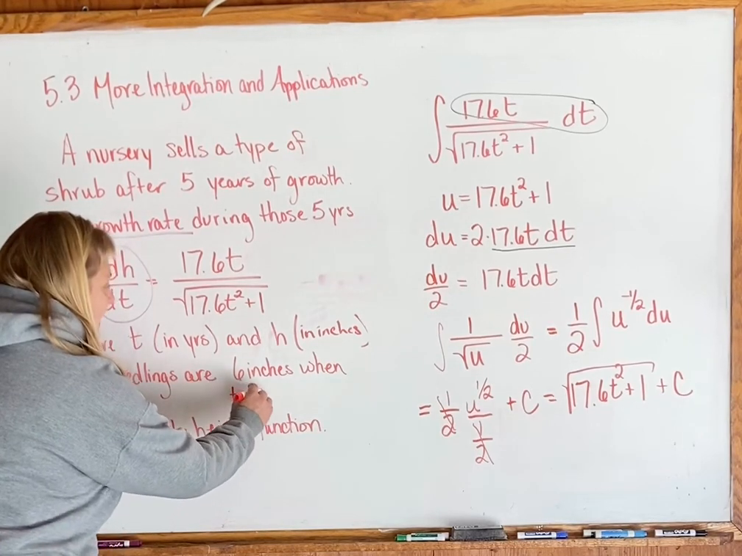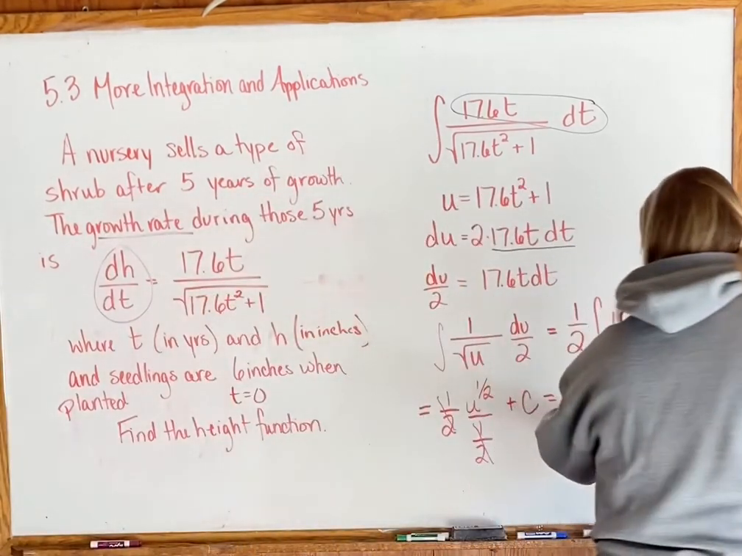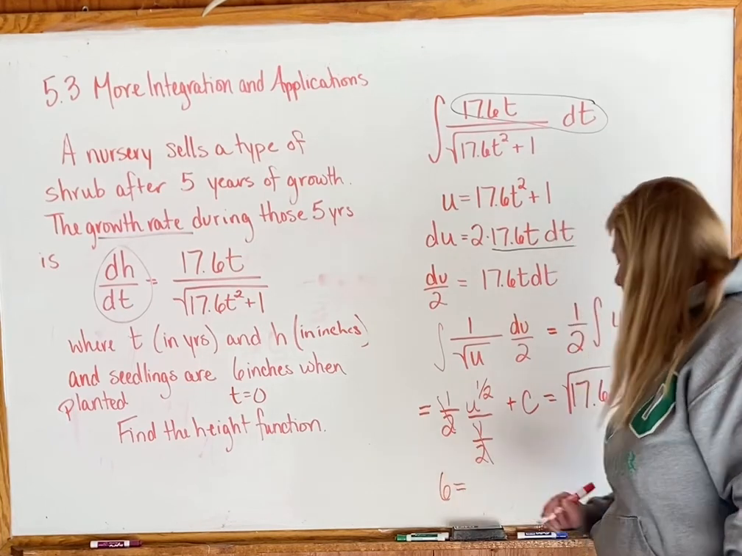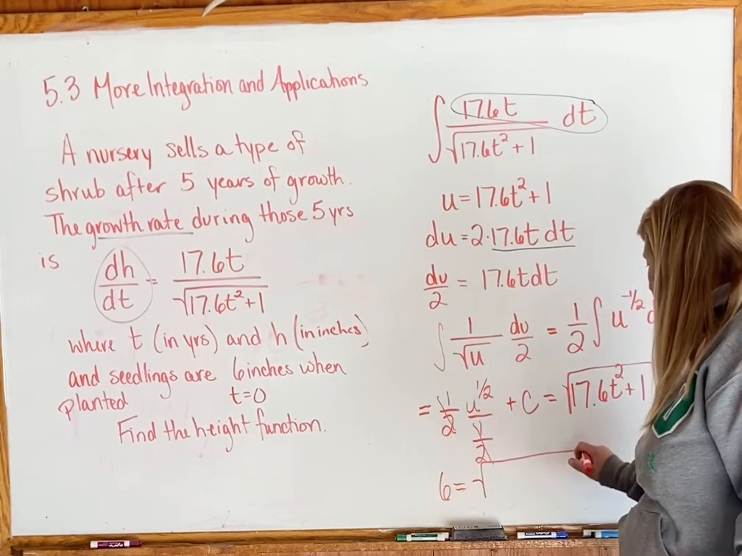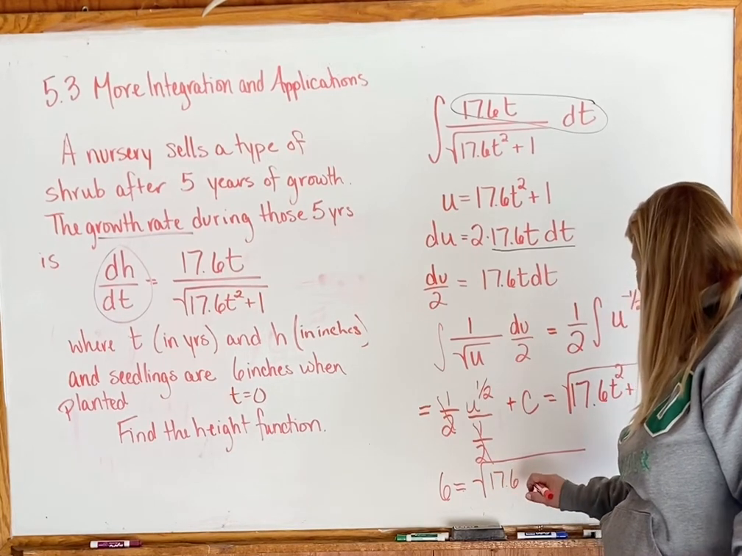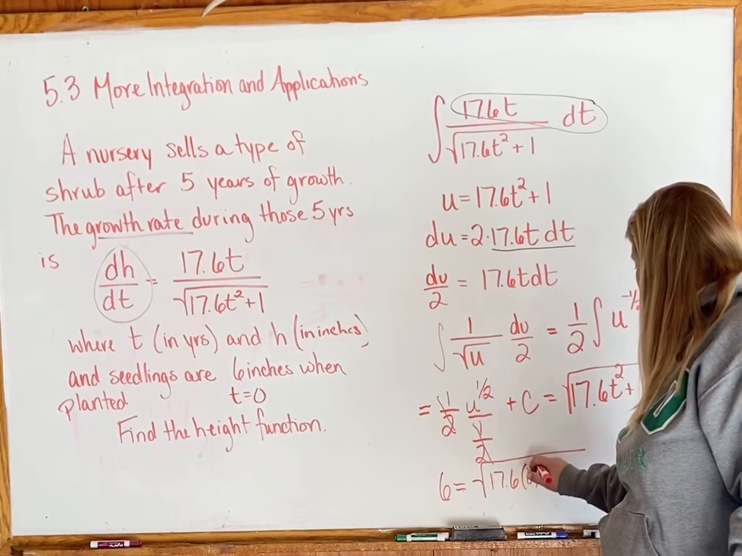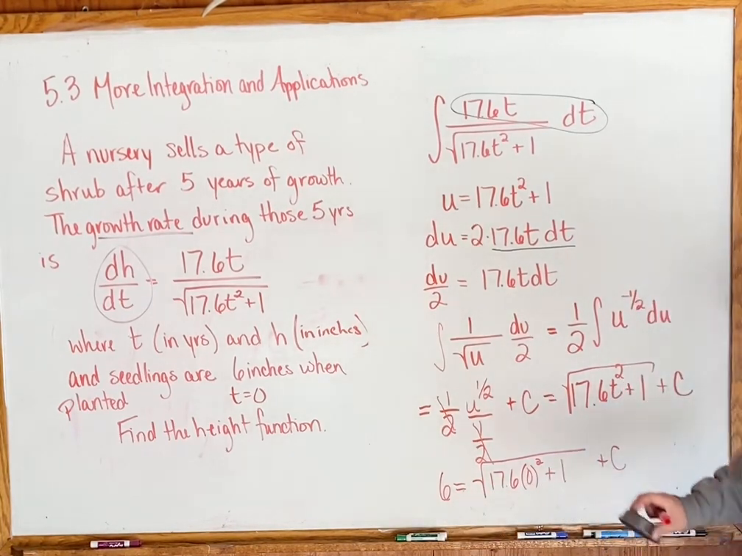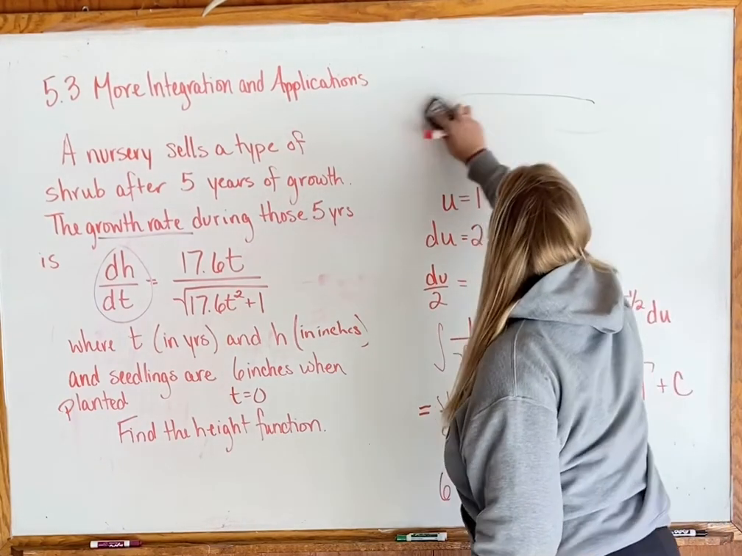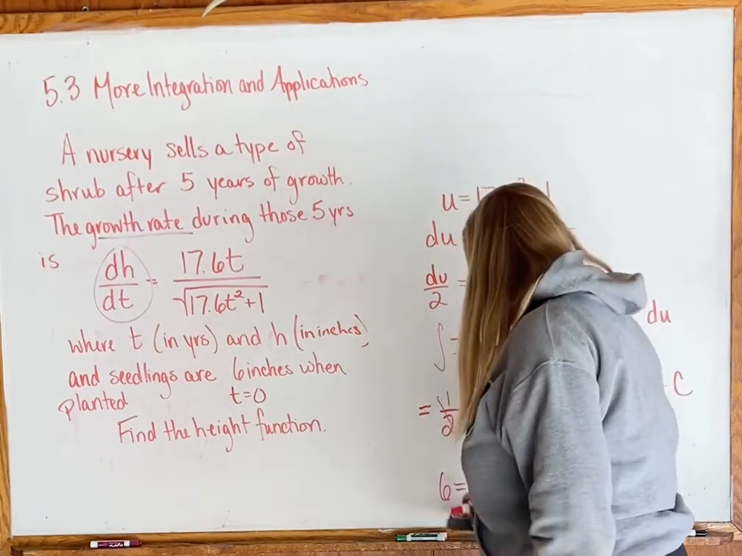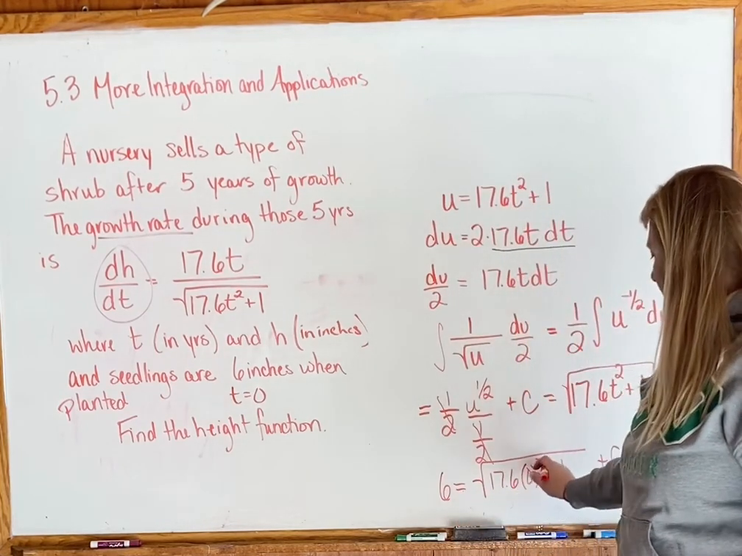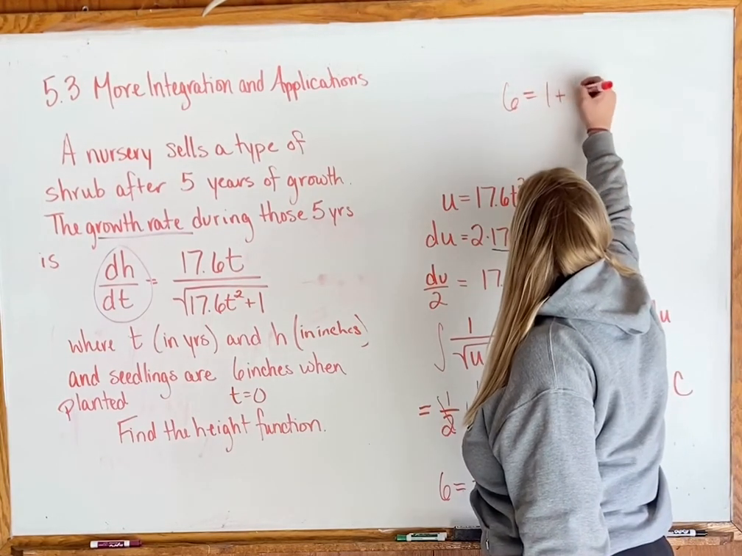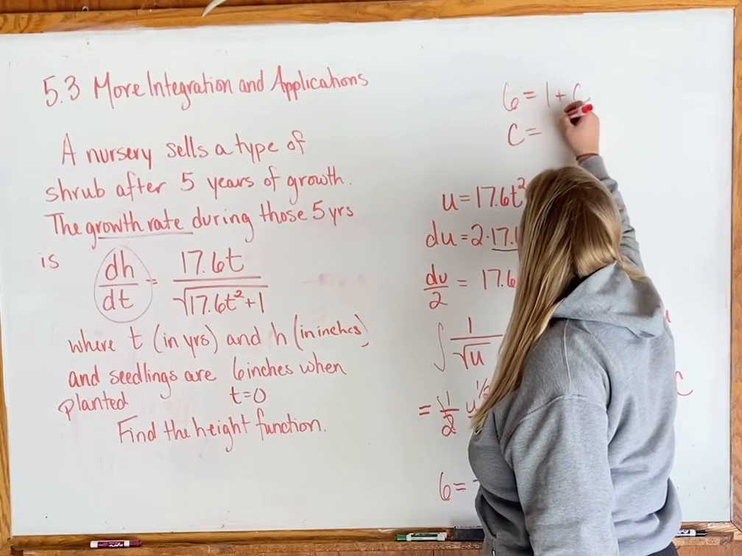So if we stick in a 0 in here and we set it equal to 6 inches, we should be able to figure out what c is. So we'll say 6 inches equals the square root of 17.6, and then I'm putting in 0 plus 1 plus c. Now I'm running myself out of room, so I'm going to come right back up here and get rid of this. Oops, black pen doesn't erase. So that goes away and just leaves us with the square root of 1. So we have 6 equals 1 plus c, so c equals 5.